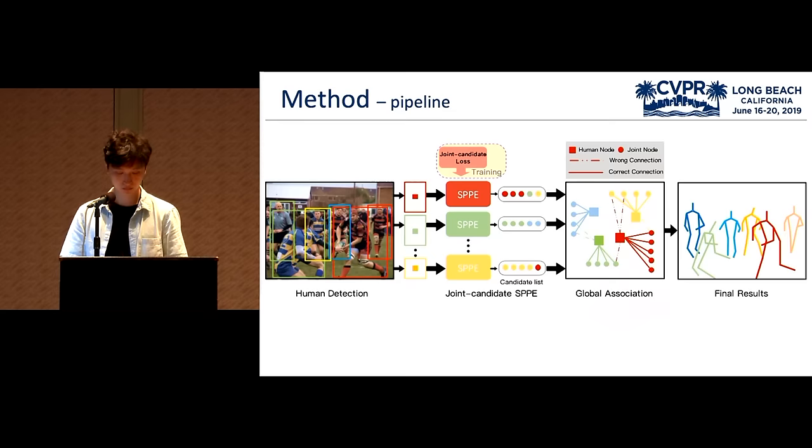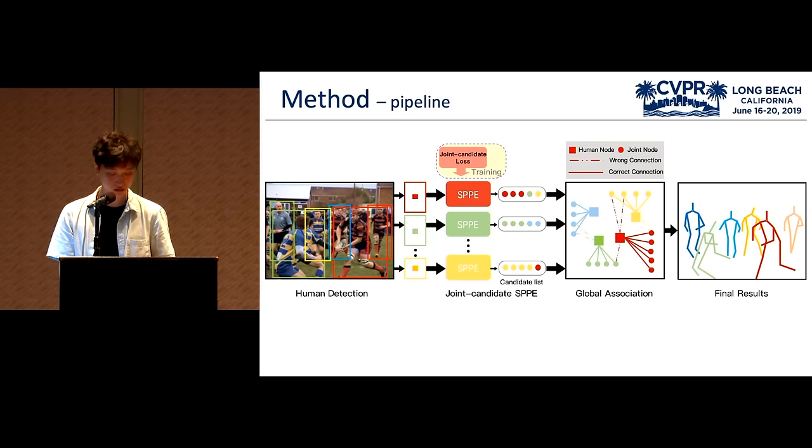To tackle the challenges of pose estimation in crowded scenes, we propose a novel method. Here is our pipeline. In the inference phase, JC-SPPE receives human proposals and generates joint candidates. Then we utilize them to build a person-joint graph. Finally, we associate joints with human proposals by solving the assignment problem in our graph model. During the training phase, we use the joint candidate loss to train SPPE.